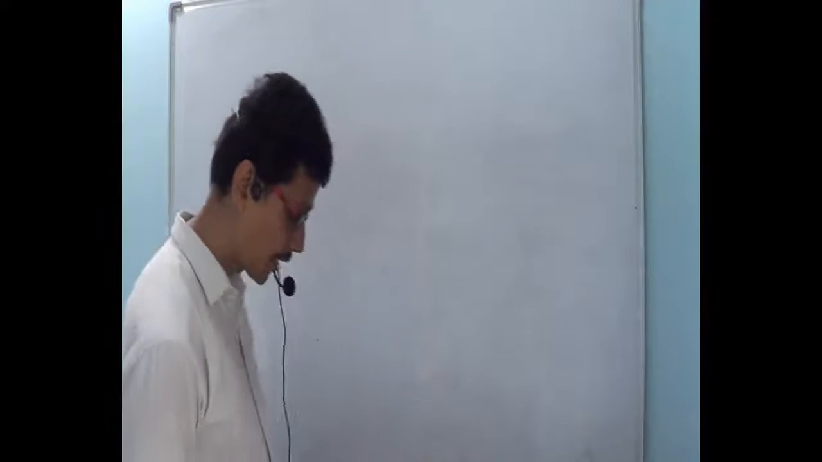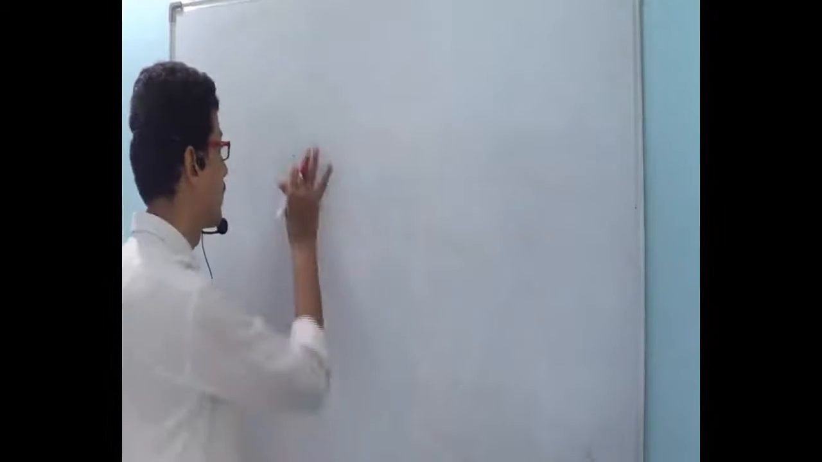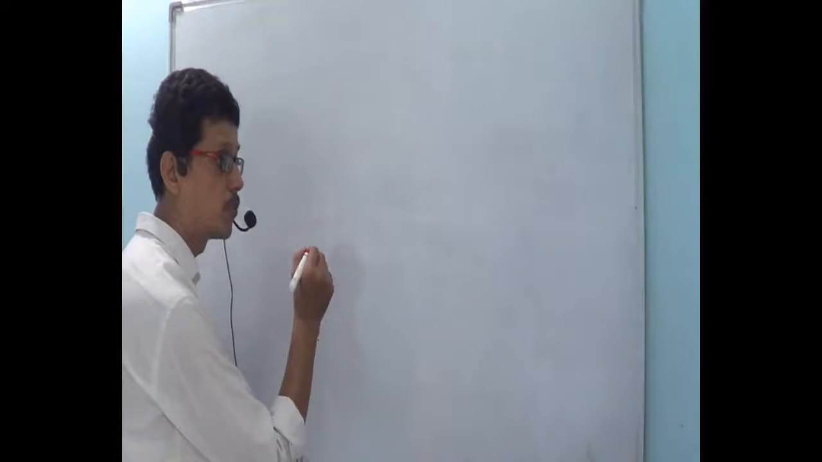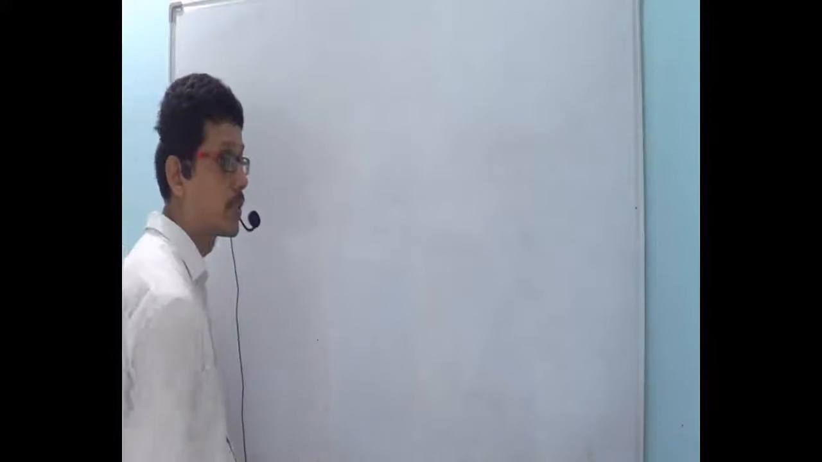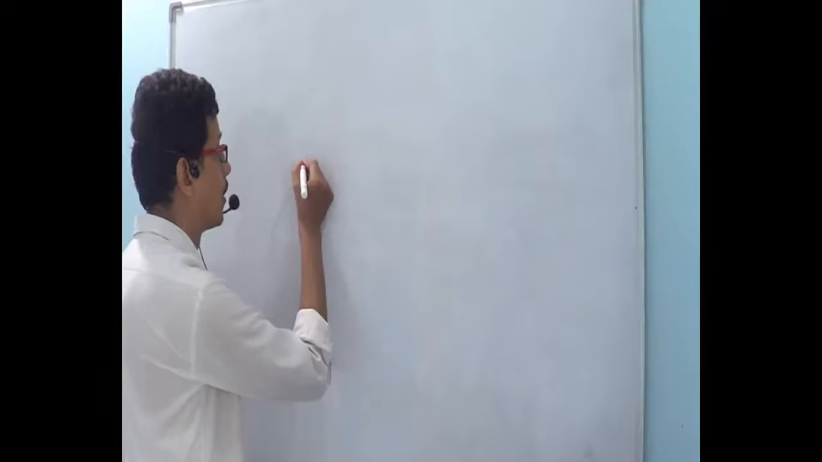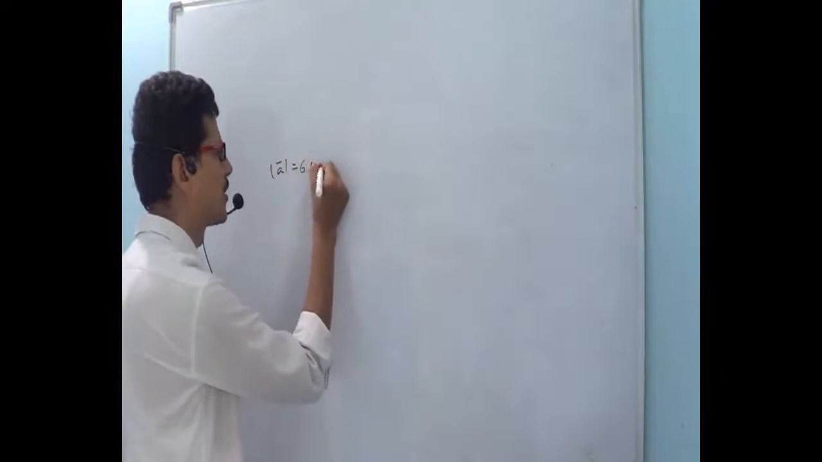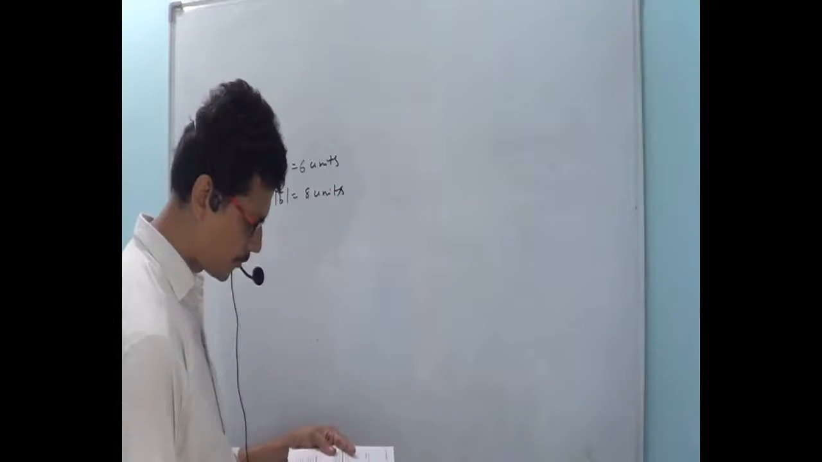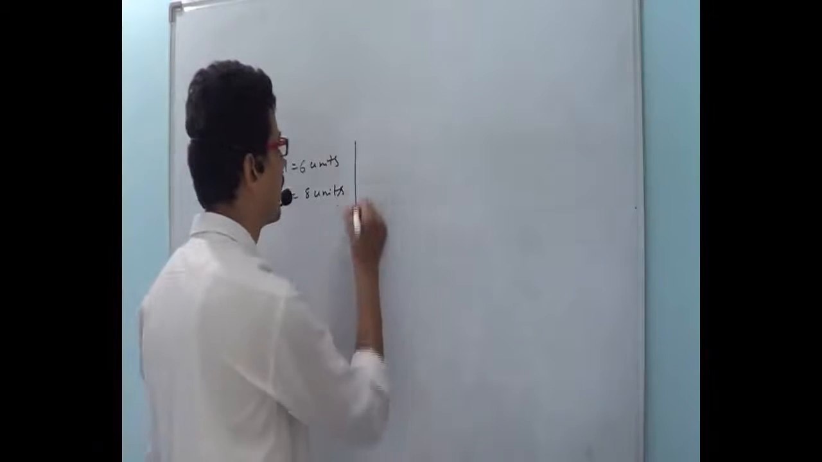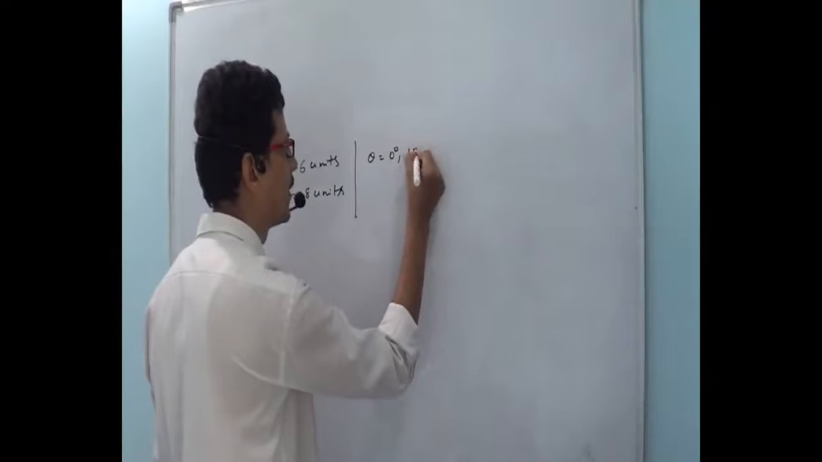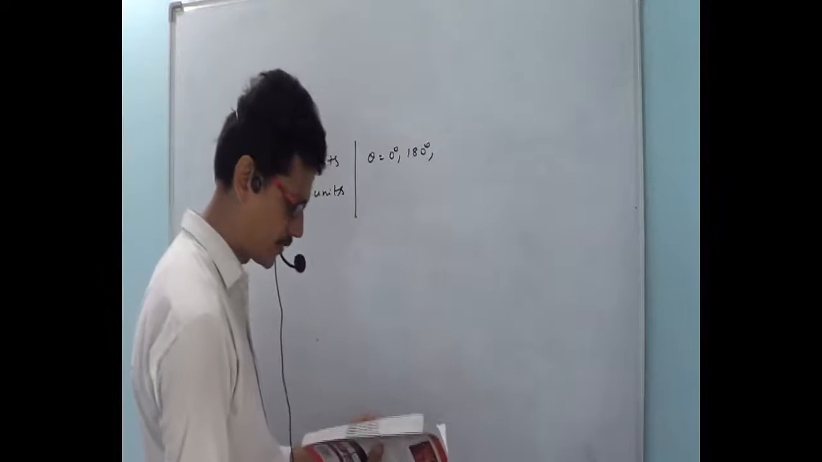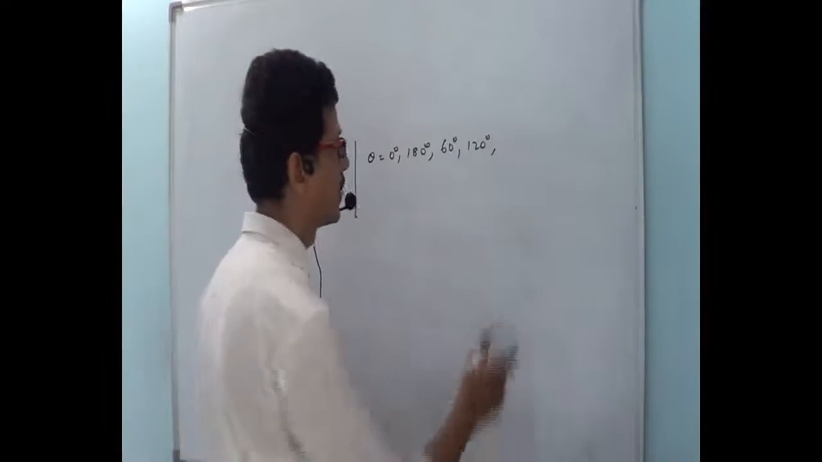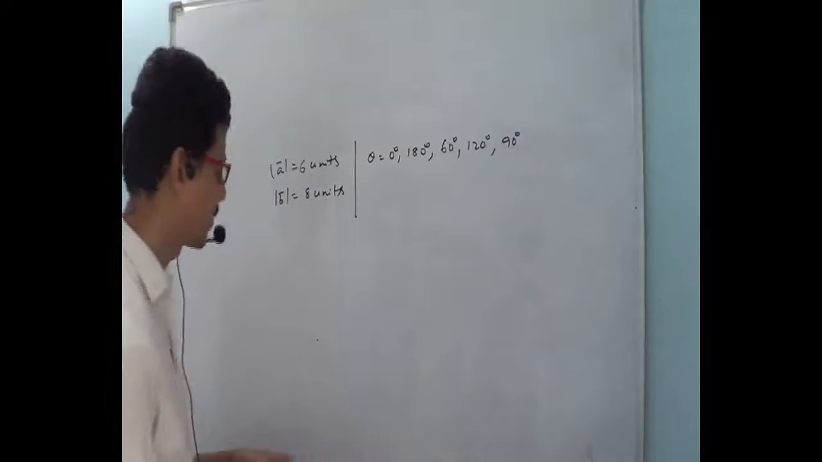This question: two vectors, A bar having magnitude 6 units and B bar is 8 units. Now the angle between the two vectors is 0 degrees, 180 degrees, and then 60 degrees, 120 degrees, and the final one is 90 degrees. So what is the resultant A bar plus B bar?